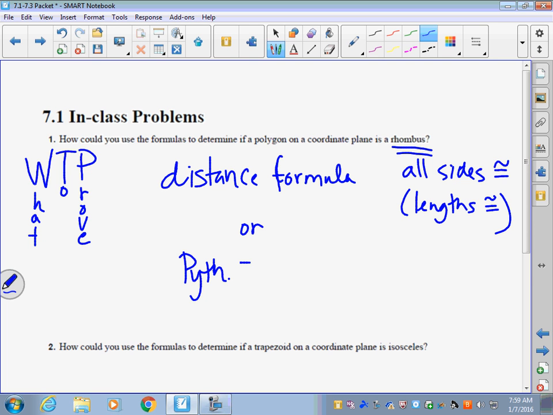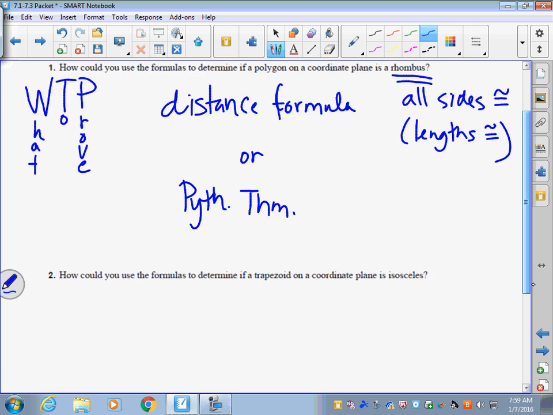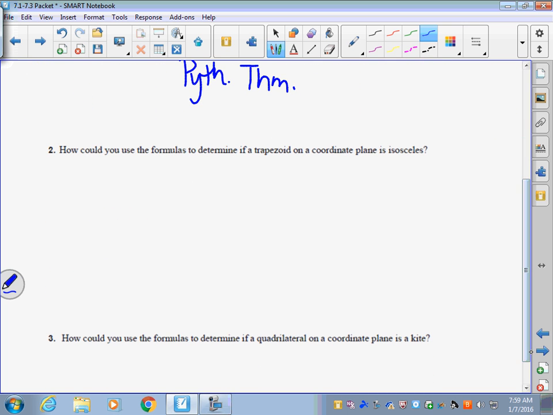I'm going to abbreviate that. Just get you familiar with this. For each one of these, we're going to ask what to prove. So how can you use the formula to determine if a trapezoid on the coordinate plane is isosceles? Well, we know it's already a trapezoid, but if it's isosceles, you have to have two congruent sides. What do you need to know? You need to know if the lengths are congruent. So again, what formula should you be using? Yep, distance formula.